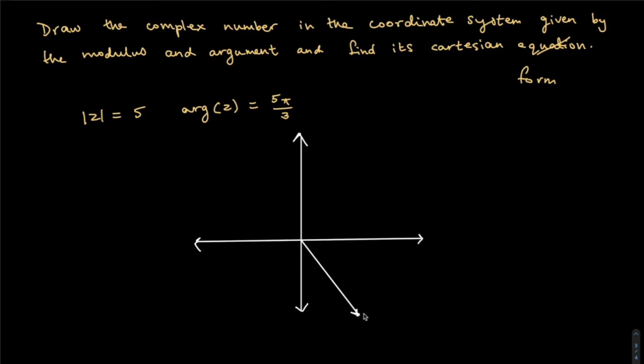Draw an arrow, draw a dot, and we can say this is r is equal to 5, right? And this angle is 5 pi by 3, right? So we have our information right here. Okay, so we have plotted it successfully, right? I'll just put it as z naught or something. We don't have to worry about that anyways. Now the main part is to find its Cartesian equation.